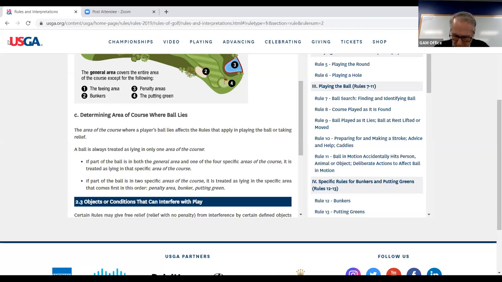2.4 is another area where it may or may not allow free relief. A no play zone can be part of an abnormal course condition or a penalty area. If a no play zone is part of an abnormal ground condition, a player would be granted free relief. But if a no play zone is part of a penalty area and relief is required, the player will be assessed a one stroke penalty in order to get relief from that no play zone coinciding within the penalty area. And we had questions about that last year.